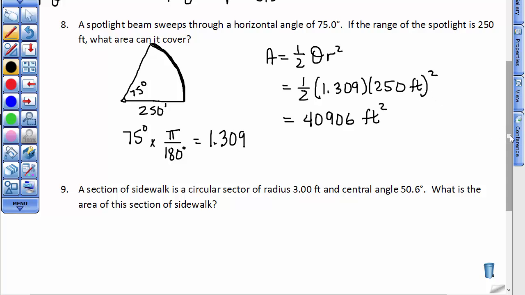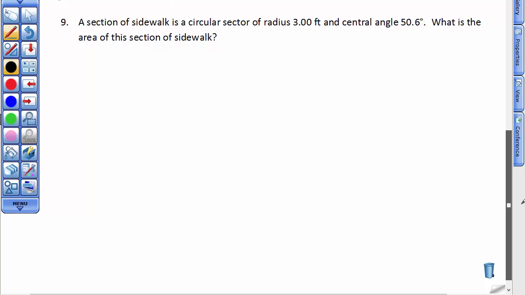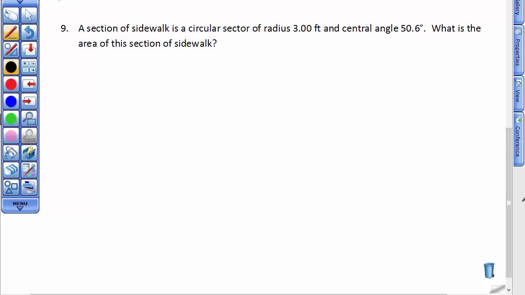Okay, a section of sidewalk is a circular sector of radius 3 feet with a central angle of 50.6 degrees. What's the area of that sidewalk? Same kind of problem. So say you came up to, here's a sidewalk, moving along, and then all of a sudden it had to turn a little bit like this. And somebody was getting ready to pour the concrete in order to make the sidewalk go on like this. And they were pouring this section right here. This angle is 50.6 degrees, and the radius is 3.